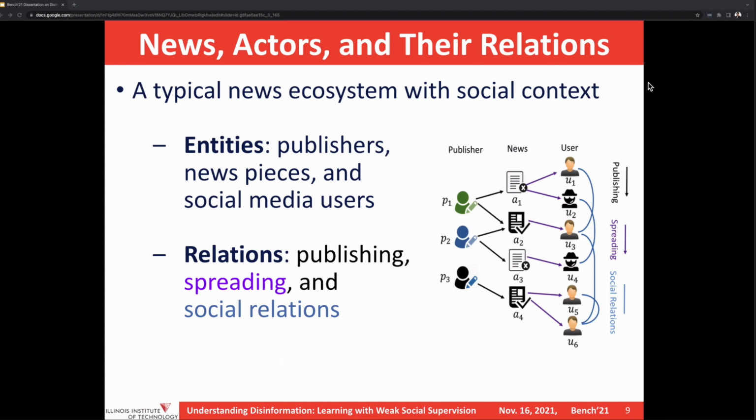The first one is the publishing relation between the publishers and the news, to indicate who publishes what, right? And the second is what we call spreading relations between the news and users. And the third one is the social relations among users, such as in Twitter, you have followers and followees, okay? So these entities and relations can be represented in this heterogeneous network as shown in this slide.